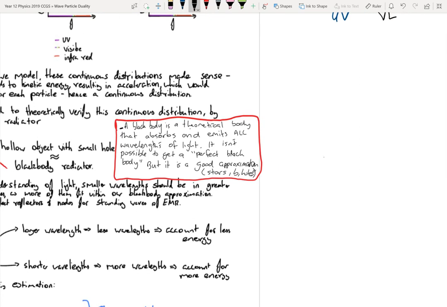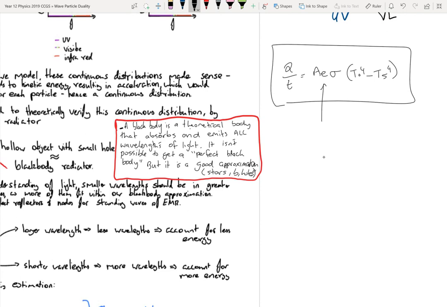this is not in the course, but we have an equation, Q over t equals A e sigma (T object to the 4th power minus T surrounds to the 4th power). This is the Stefan-Boltzmann equation. The emissivity ranges from 0 to 1, where 1 is a perfect black body. We might have played around with this in year 9. A matte black surface has a number close to 1, and a shiny silver surface has an emissivity close to 0. But again, it's not possible to get a perfect black body. You cannot get it equal to 1.